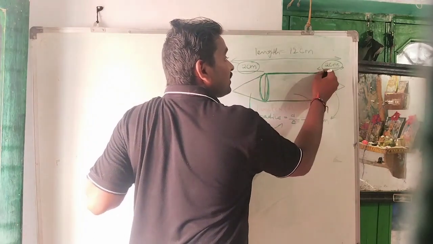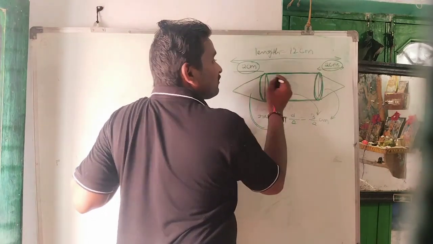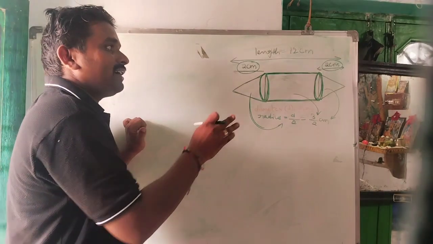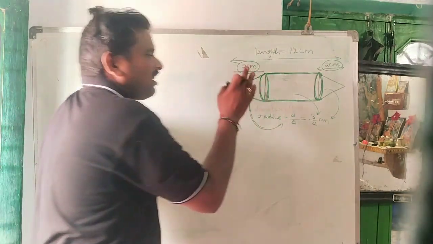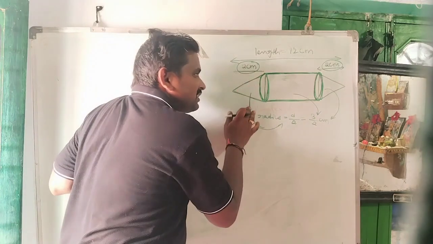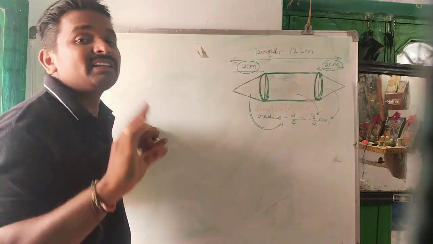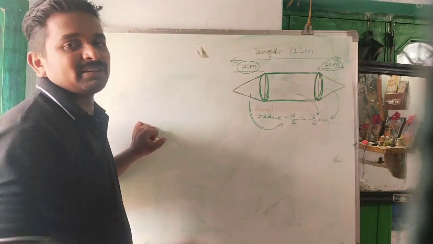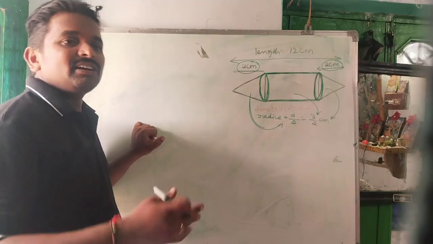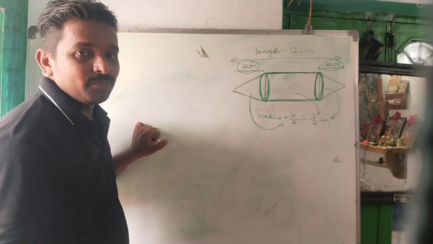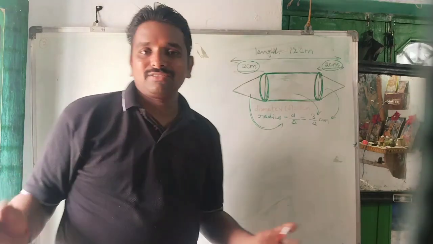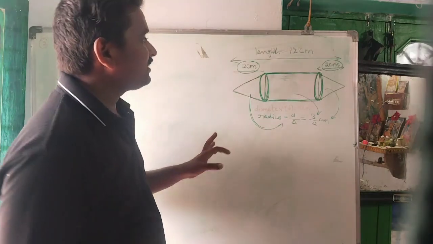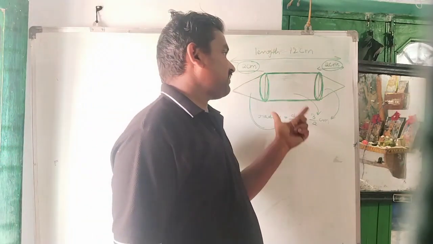But what about the cylinder? Cylinder height was not given. First we have to find the height of the cylinder. If you want the area or volume of the given solid, first we have to find its measurements. If we know the measurements, then we can find the area or volume. If we don't know them, we can't find anything. So first we check the measurements of the given figure.